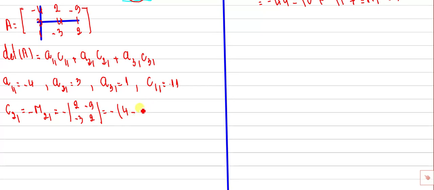So minus 27. So it is negative 23, and negative is 23. I get C31 equal to, this one is 4, so I get M31. M31, it means that row 2 and column 1, okay, yeah.